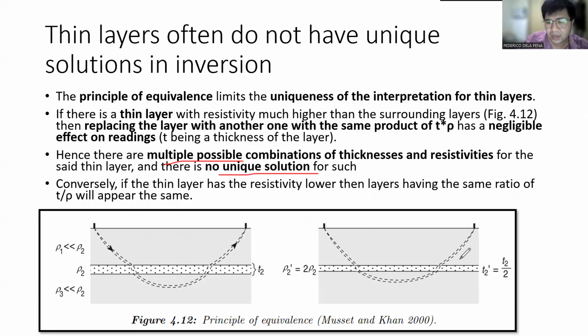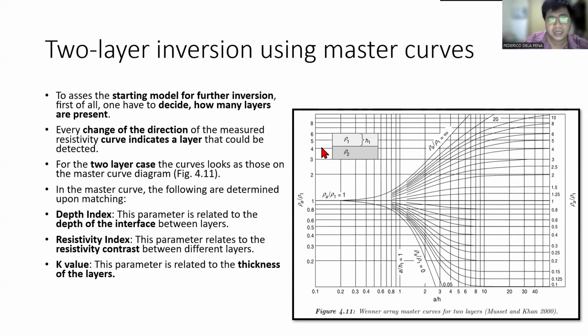a thin layer can be reproduced by a layer of different thinness, as long as the product of their thickness and resistivity is the same. So you can have a thick layer with a low resistivity or a thin layer with a high resistivity. It doesn't matter, as long as they have the same product, their response will be the same. And therefore there's really no unique solution for these layers in the inversion process.